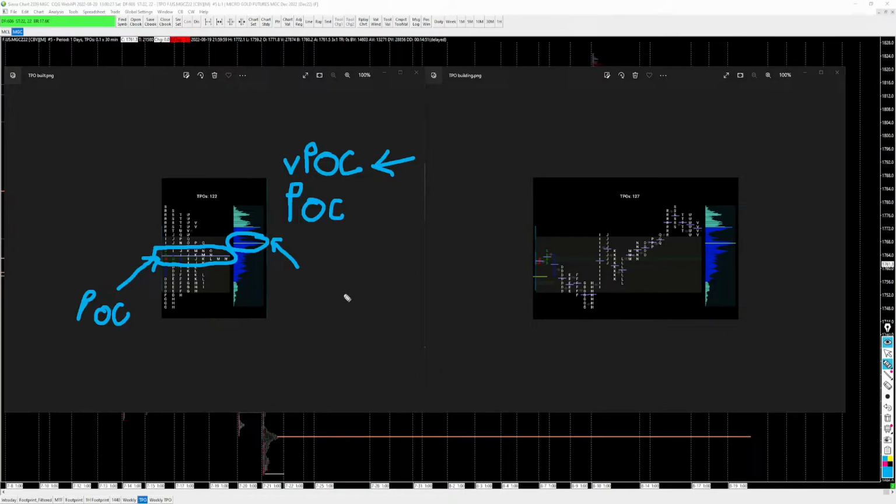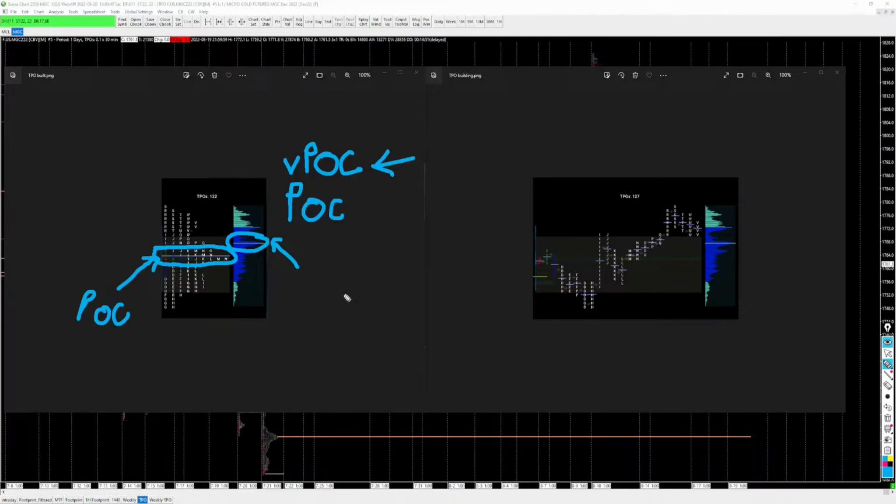So it's just one thing to be careful of. I personally use the VPOC more. I'm more interested in where the orders were placed, where the higher volume was traded, rather than where it spent the most time. The reason for that is you obviously want to know where the orders were placed. You want to know where people were looking for value, where people were placing trades.